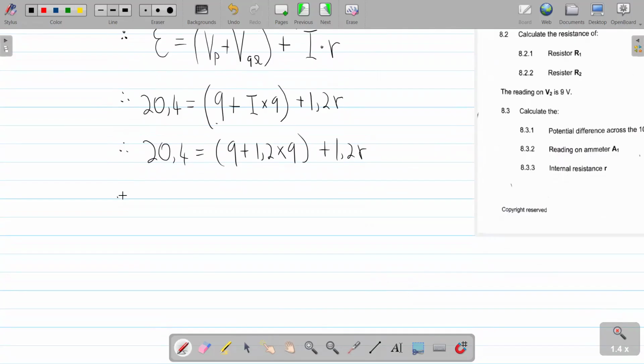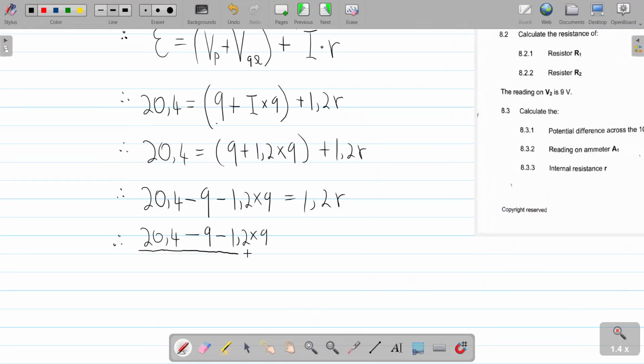So it means therefore 20.4 minus 9 minus 1.2 times 9 equals 1.2 R. Then we can divide by 1.2. So it means therefore 20.4 minus 9 minus 1.2 times 9, and then divided by 1.2, equals R.